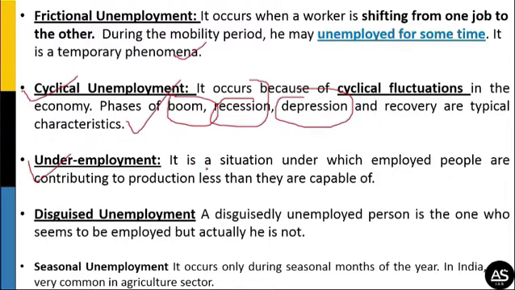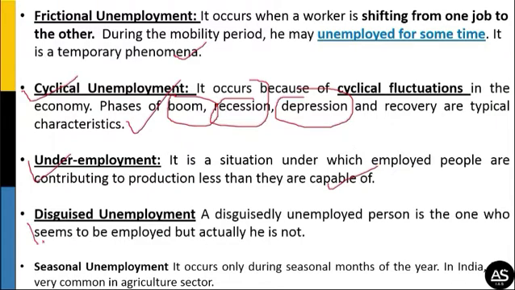Underemployment is a situation in which employed persons are contributing to production less than they are capable of. Just suppose I am capable of doing 100 works per day, but I am doing 60 or 70 works per day. This is dubbed as underemployment.